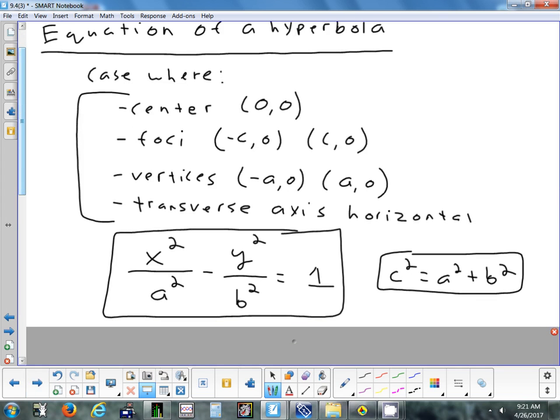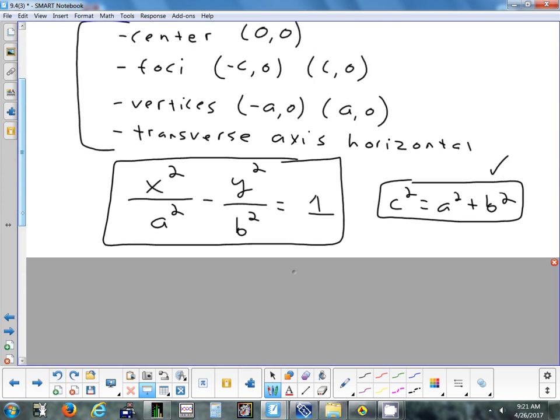Looking at the equation, what's different about this equation? The only thing that's different is right here. That's a minus instead of a plus. Now, what about the formula on the right? What's different about this? It's a plus instead of a minus. It was a squared minus b squared for an ellipse. For a hyperbola, it's a squared plus b squared. Looks kind of like the Pythagorean theorem, but we're not really doing anything with triangles. Any questions on that?